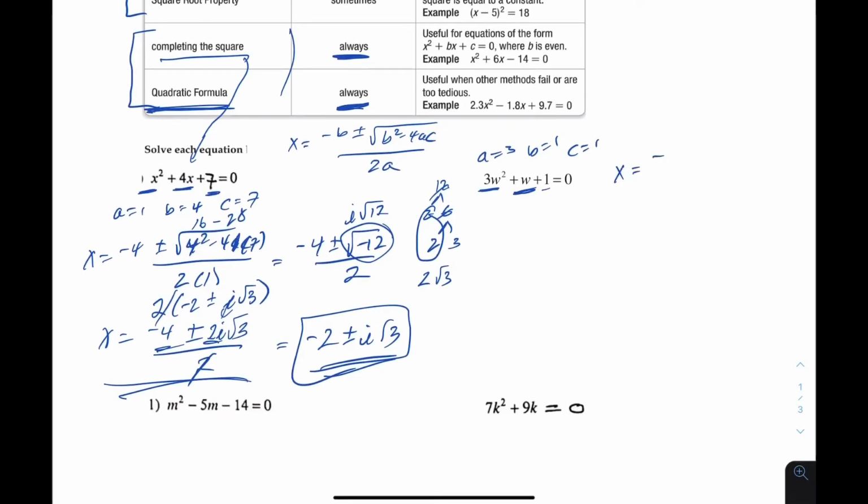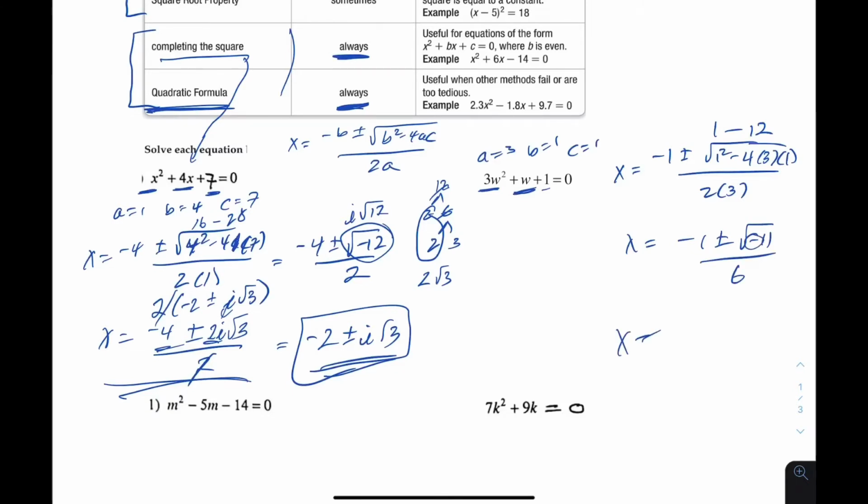x equals negative b, so negative 1, plus or minus the square root of 1 squared minus 4 times a times c, 3 and 1, all over 2a. This is 1 minus 12, so I get x equals negative 1 plus or minus the square root of negative 11, over 6. I pull the negative out, and I get x equals negative 1 plus or minus i root 11, all over 6.